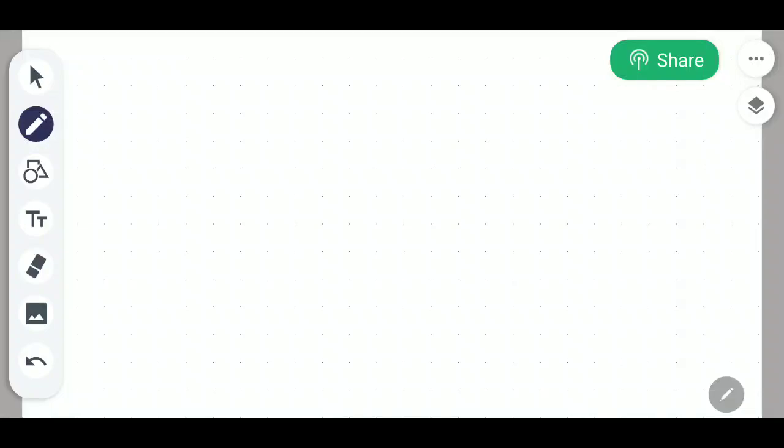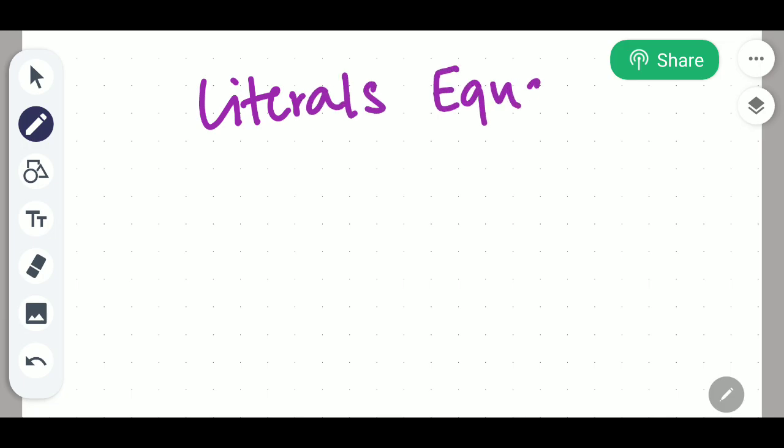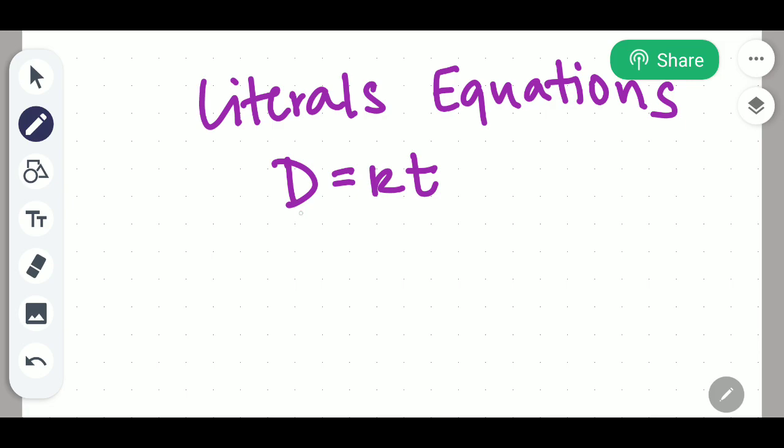Okay, guys, so we're going to talk about literal equations today. A literal equation is an equation that shows a relationship between two or more variables. So, for example, in science you learned that distance equals rate times time. That's showing a relationship between distance, rate, and time.